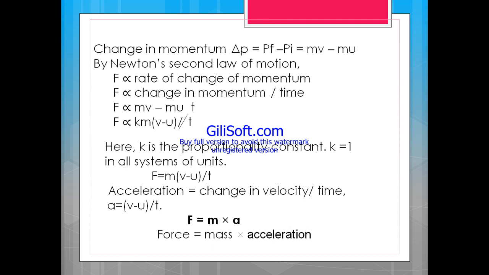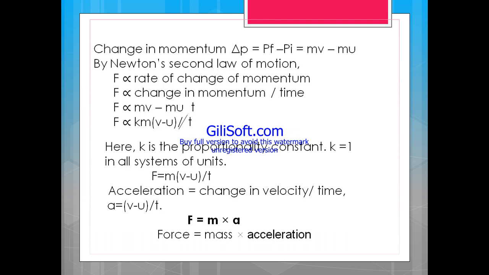So instead of taking the proportionality with m and v, both being velocity terms, v minus u, we consider the velocity alone, because m is common to both. So k m into v minus u by time taken t. Now from this, as we know the value of k is 1, we take it out, and F is equal to m into v minus u by time taken.